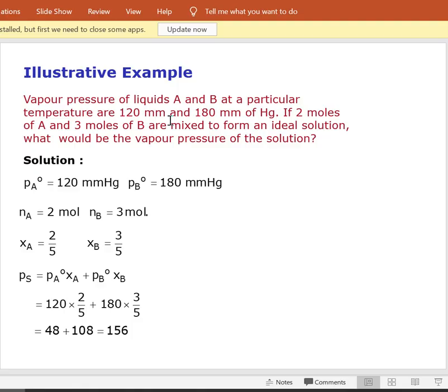So you can calculate the value of mole fraction. Mole fraction for A will be equal to 2 upon 2 plus 3, and for B that is equal to 3 upon 3 plus 2. So that is the mole fraction of A and B. Mole fraction of A is 2 upon 5, because it is the sum of 3 plus 2, and mole fraction of B is equal to 3 upon 5.